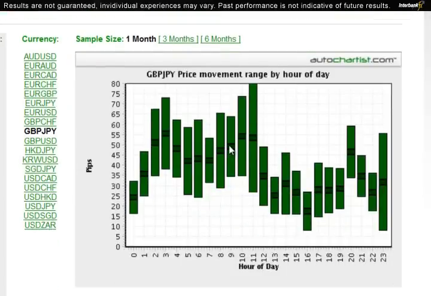Same type of action. I'm not a big fan of this. I'm not a big fan of the pound yen. I don't mind it. All pairs are potential opportunities. I acknowledge that. But just remember, if you're getting into the pound yen, you're looking at a lot of volatility. Okay?